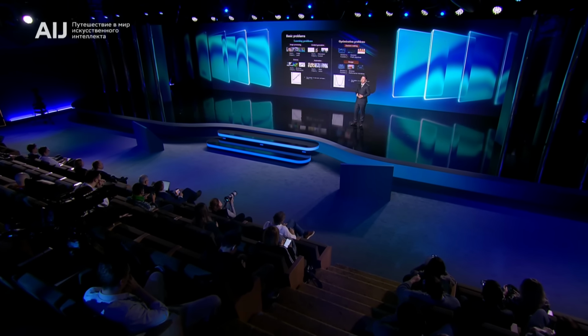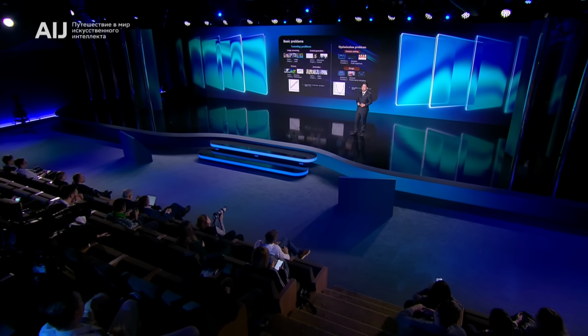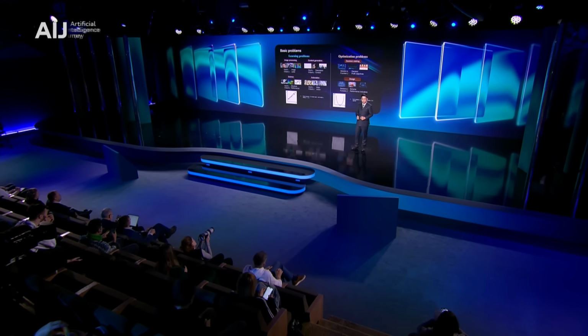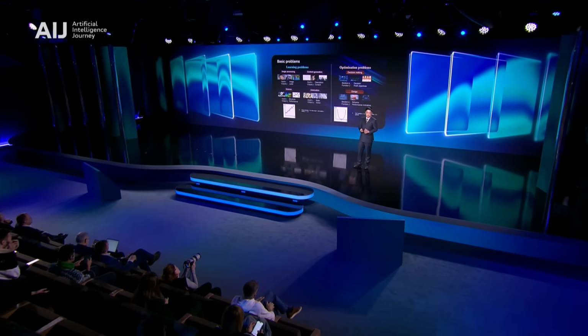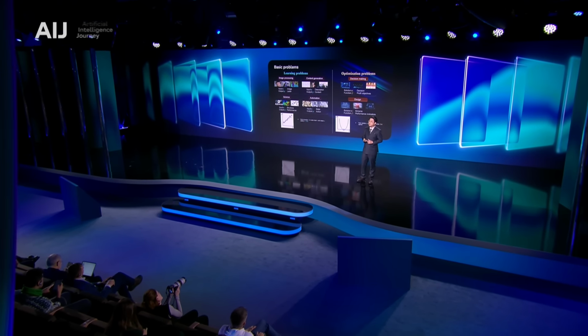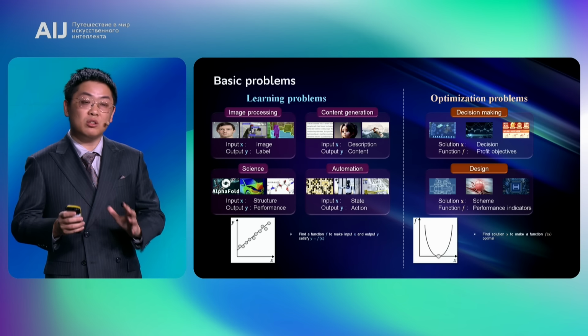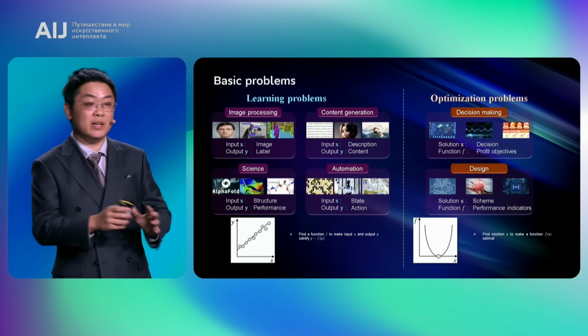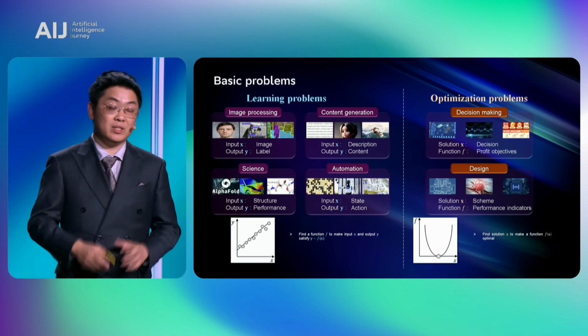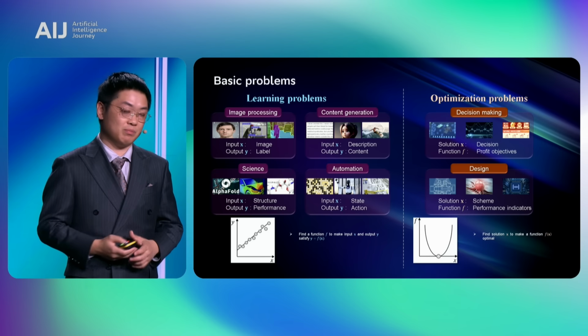So, although these problems are totally from different areas and have totally different objectives, they can be broadly divided into learning problems and optimization problems. The learning problems are to find a function f to make input x and output y satisfy that y equals f(x). It's a simple mapping problem.